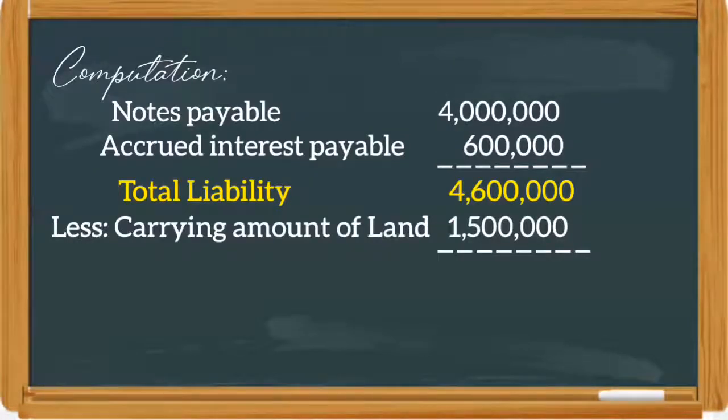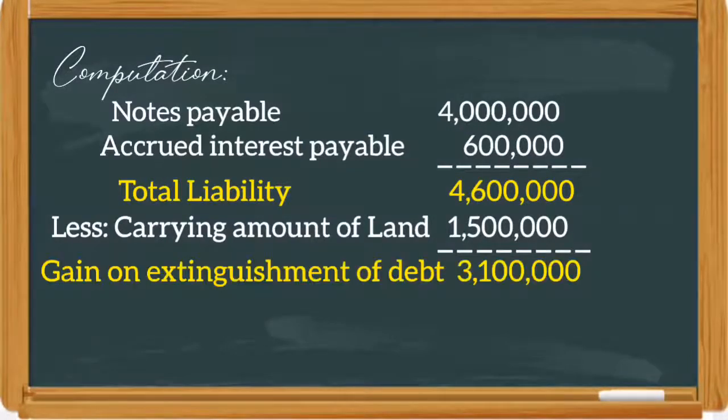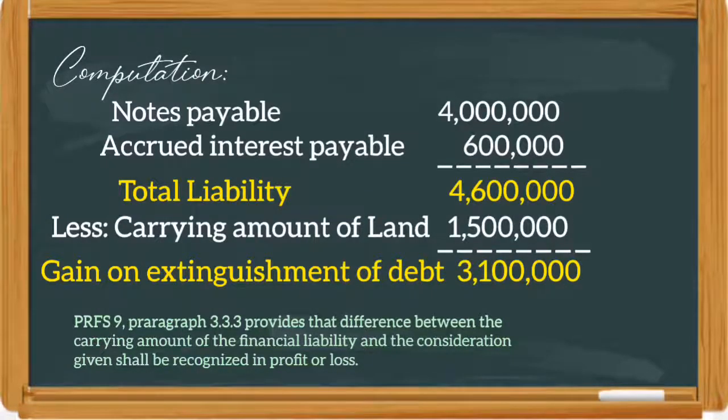At ibawas naman natin yung carrying amount of land kanina na binigay, which is 1,500,000 to get the gain on extinguishment of debt, which is 3,100,000. Nagkaroon tayo ng gain on extinguishment of debt dahil sabi nga sa PFRS 9, paragraph 3.3.3 provides that difference between the carrying amount of the financial liability and the consideration given shall be recognized in profit or loss.